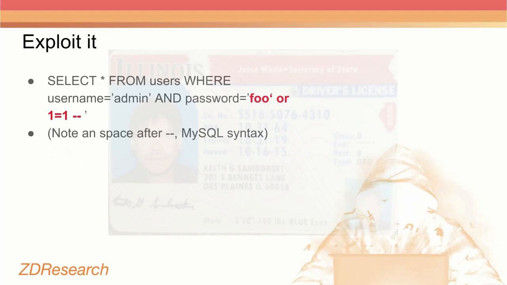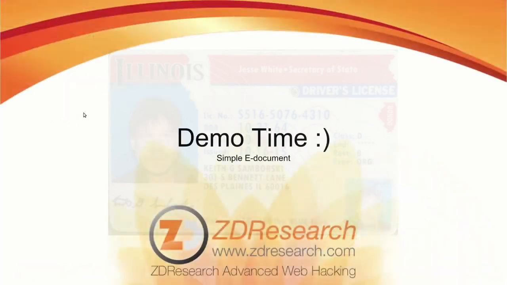So to exploit it, we actually need to provide the password that's in red characters here. Keep in mind that there should be a dash dash space. The space is important in MySQL, otherwise the comments will not work. And we have to match the single quotes as well. Based on how the application uses quotes, we have to do the same thing. Let's get to the demo.